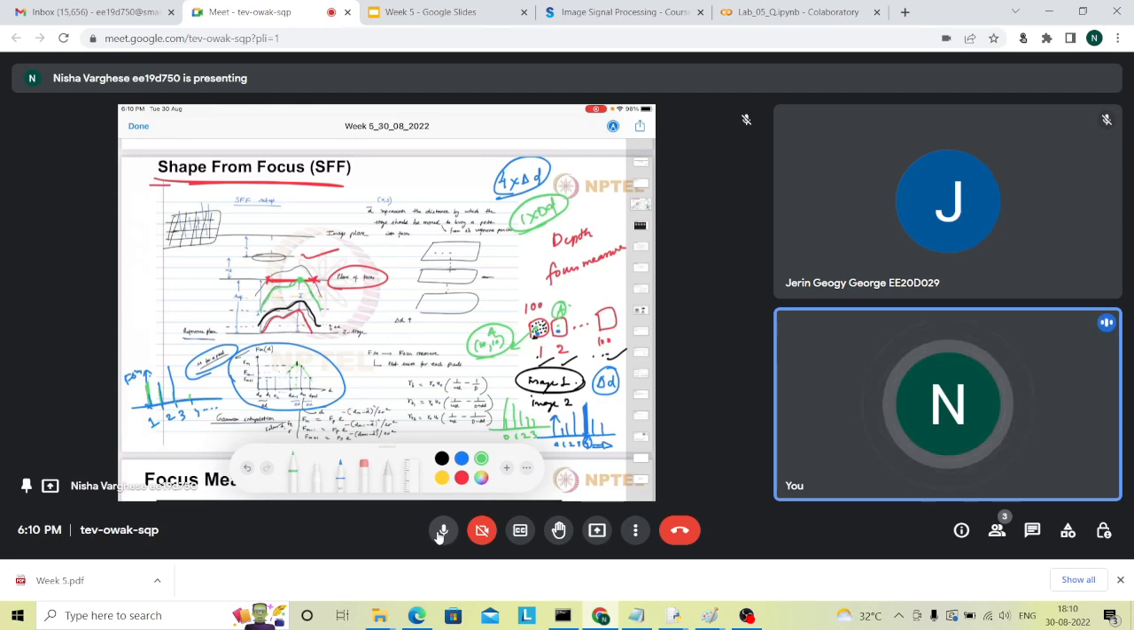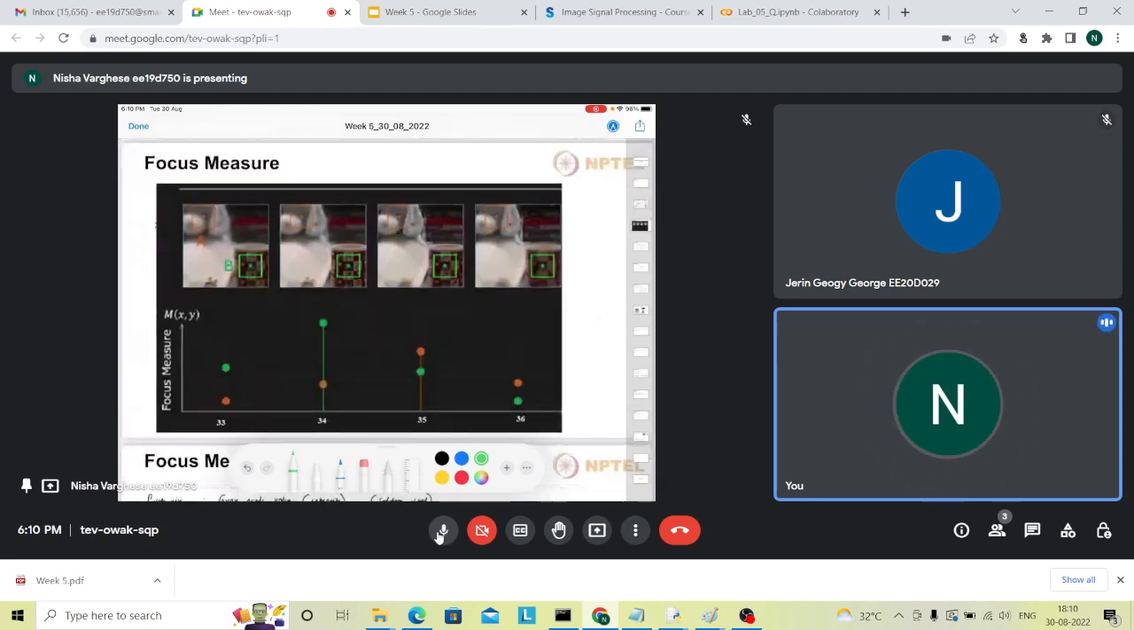Here I am explaining the focus measure. Here we have images 1, 2, 3 and 4, and we are plotting the focus measure values of points A and B. A is orange colored and B is green colored.